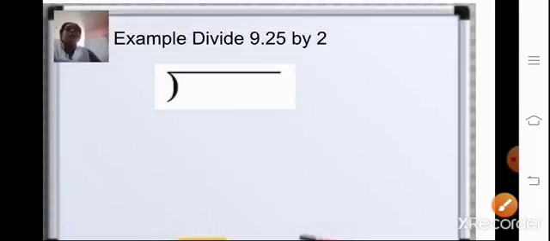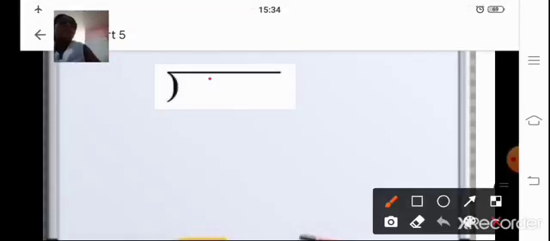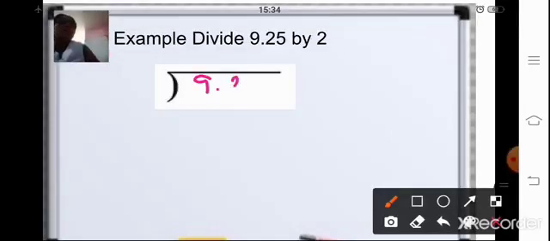Coming to the second example, here 9.25 divided by 2. Now suppose your question says you have to divide a number till you get the remainder as 0. When you get a question like that, you have to put 0s to the dividend till you get the remainder as 0. If the remainder is not 0, then keep adding 0 to your dividend and continue dividing till you get the remainder as 0.